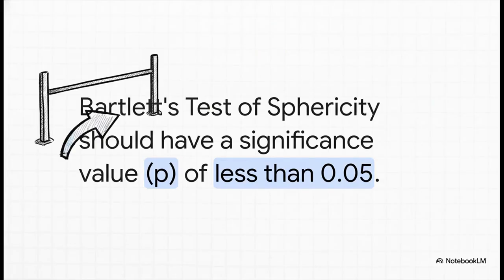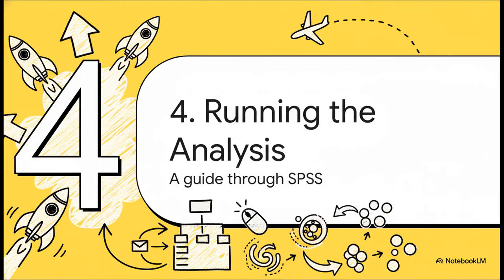Our second gatekeeper is Bartlett's test of sphericity. I know, it sounds super complicated, but it's actually asking a really simple question. Are your variables even related to each other at all? Because if they're not, there's no point looking for patterns, right? What you want here is a significance value, a p-value, that's less than 0.05. That tells you, yep, there are relationships here. Let's keep going. Okay, our data has passed the pre-flight checks, we've gotten through the gatekeepers, and we are cleared for takeoff.